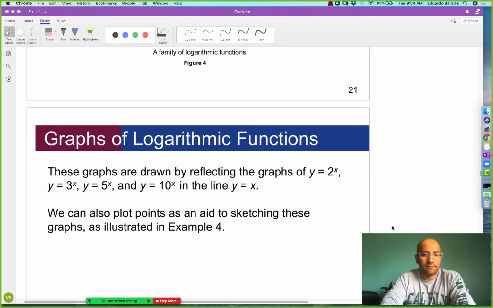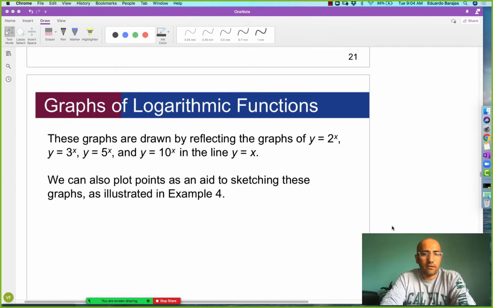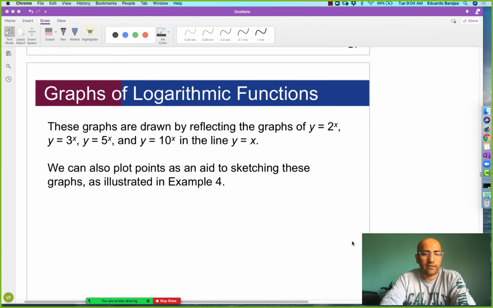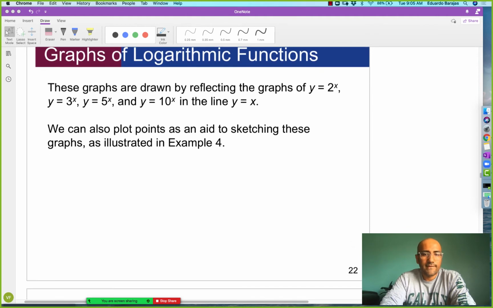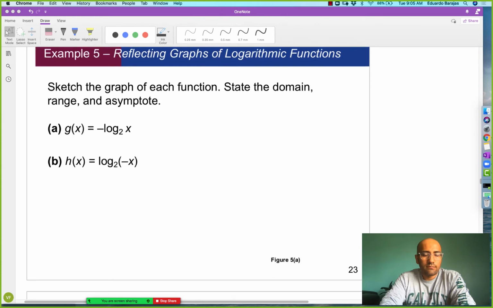No? Right, you can draw them all by drawing the line that's a mirror image across the line y equals x of all these exponential functions: 2 to the x, 3 to the x, 5 to the x, 10 to the x. Good, good, good. All right, what would this be?